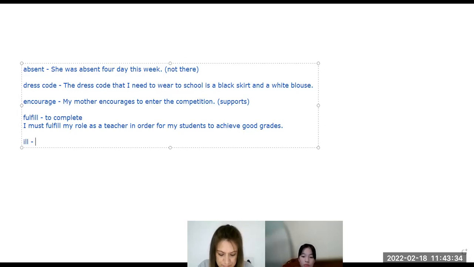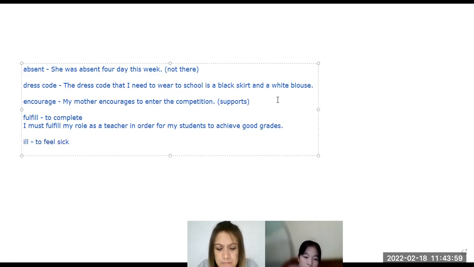Ill, what is ill? You mean, like, not feeling good? Yes, to be sick or to feel sick. To feel sick. Can you make a sentence with ill? I can't go to school because I'm ill. I can't go to school because I am feeling ill. Okay.